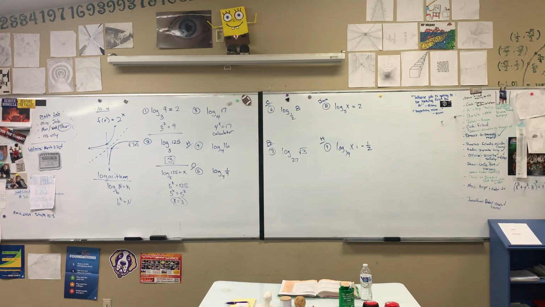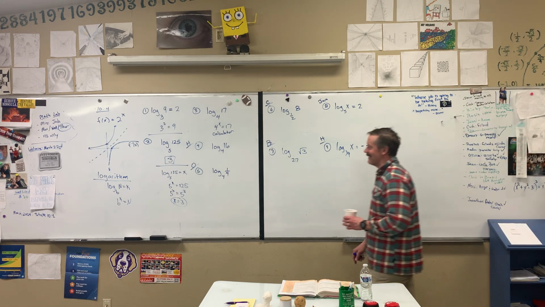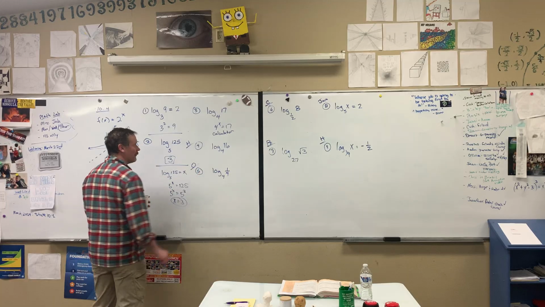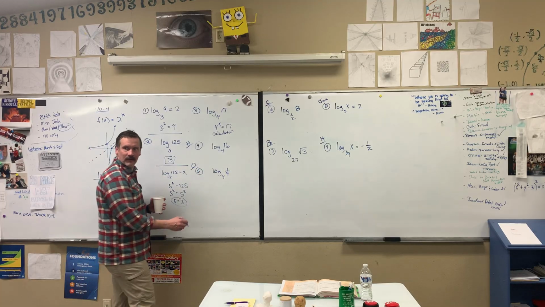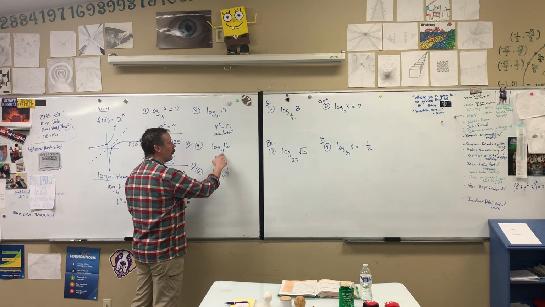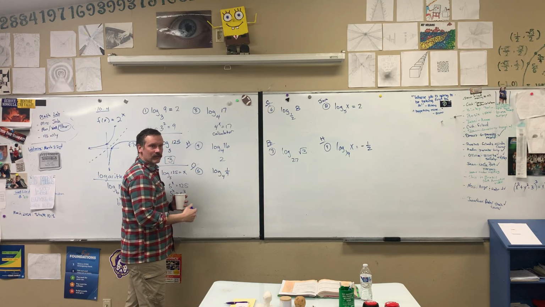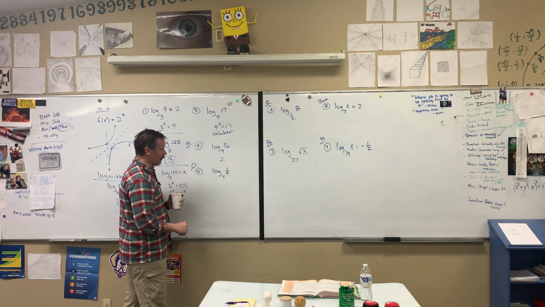Holiday, number 2, or number what? Number 4. Hey, number 2, Holiday. What'd you get on number 2? 3. Good job. Okay. Number 4, what'd you get? 2, because we are asking 4 to the what gives you 16, right? So 4 squared gives you 16. That would be your answer.